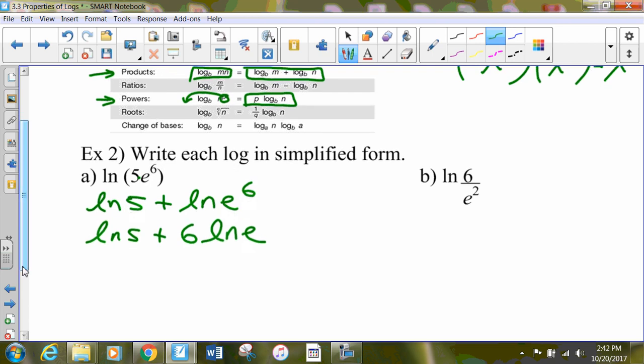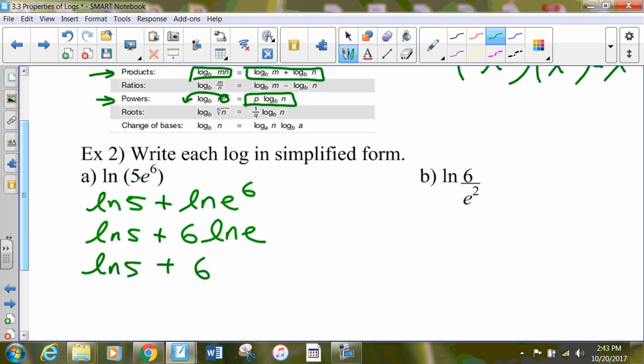There's a couple things you could be thinking. One, Miss Overby, we already knew natural log of e to the 6th power was 6. Why do we have to do this? And I'm saying, yep, you're right. But I'm showing you another way to do it by using the properties of logs, and we're still going to get the same answer, right? Because natural log of e is 1. 1 times 6 is 6.